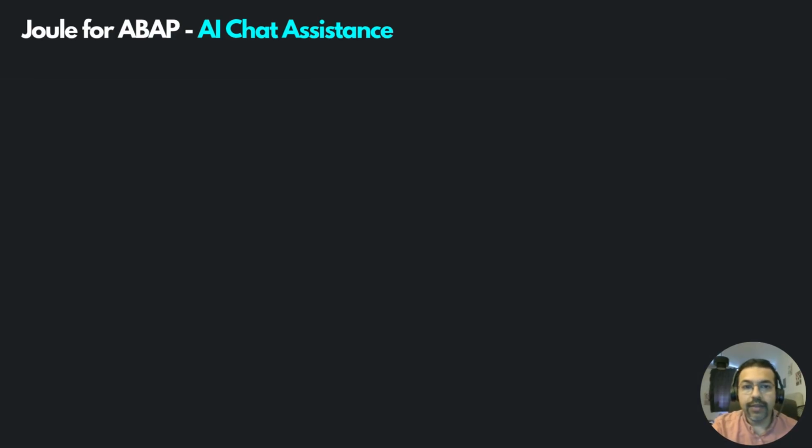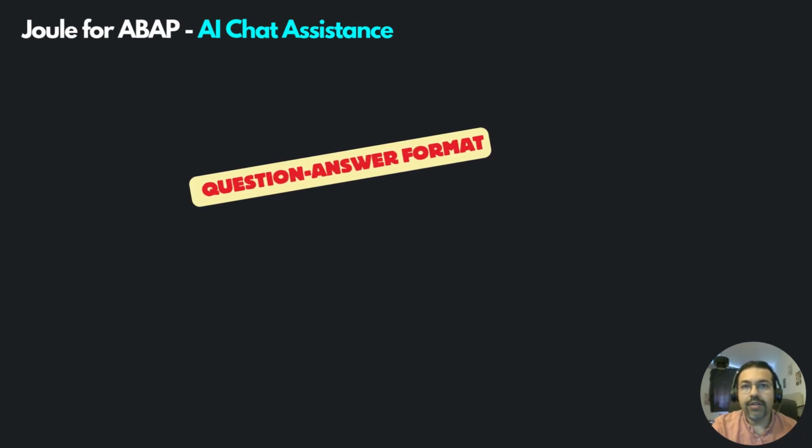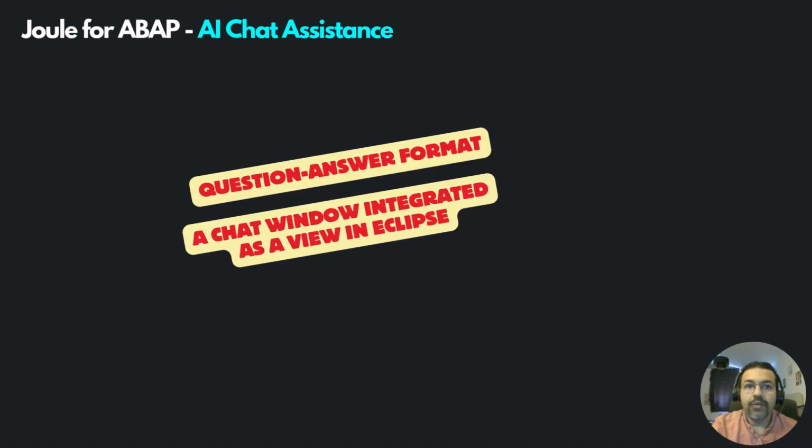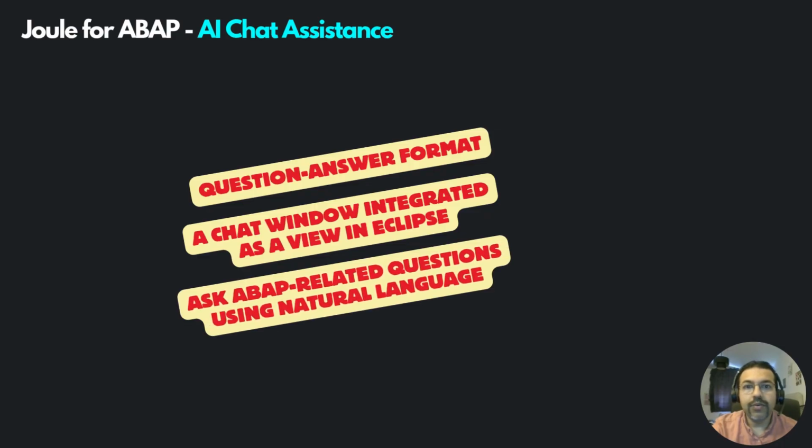So this is how the AI chat assistant broadly works. It looks like a simple question answer format. You have a question about ABAP, you ask the question in the chat window, and it replies back to you. So this is quite useful.